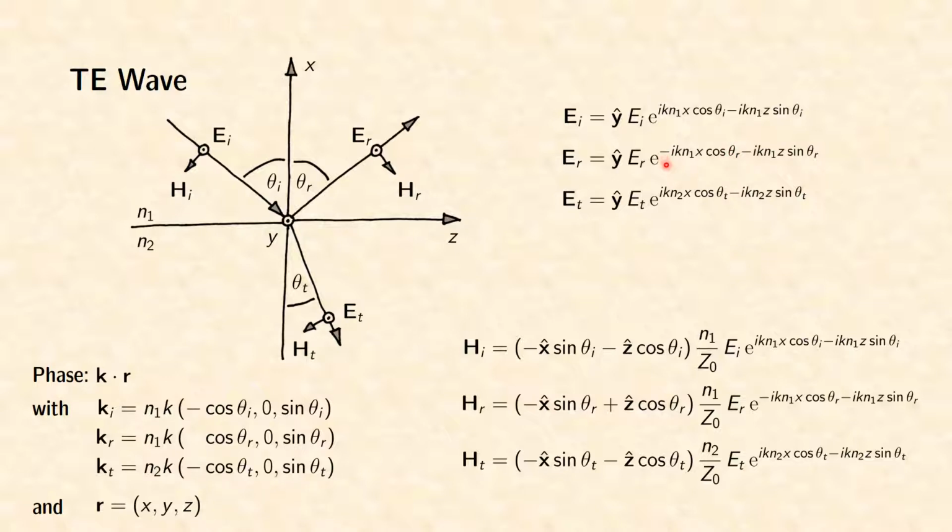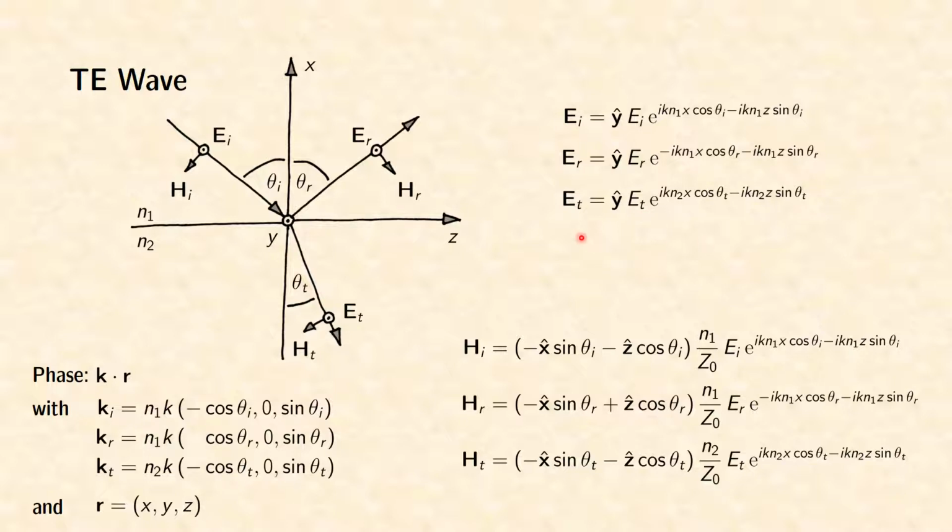And of course here is a minus because here we have plus, and therefore the sign is switched at this point. And the transmitted electric field is equivalent to the incident field, with the exception that the refractive index is now N2 and not N1. And of course the index is T and not I.